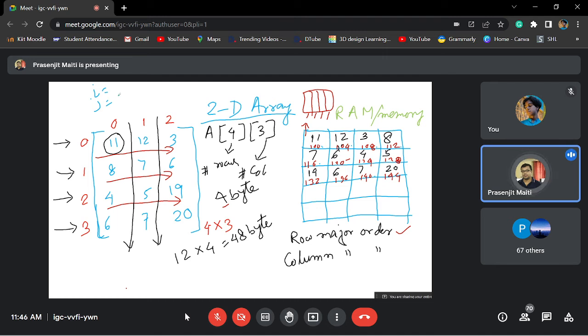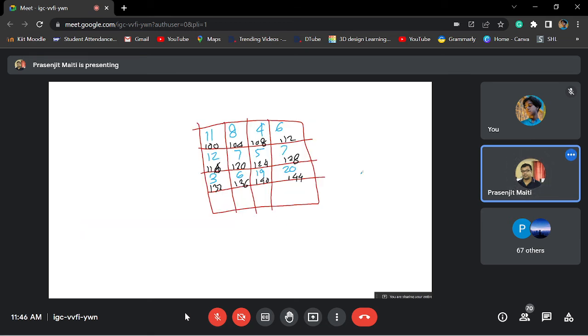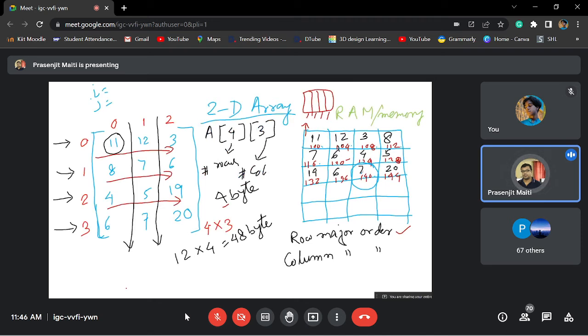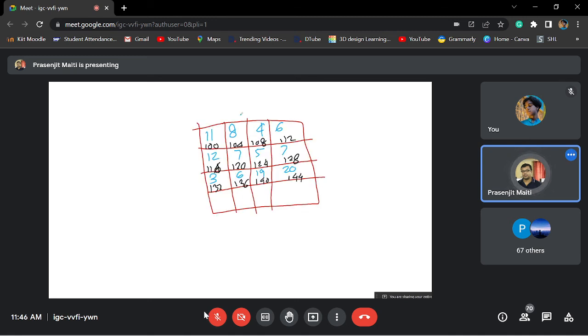So now we want to know the address of 7. What is the address of 7? Row wise 140, but column wise 2 as 7 is there. Suppose any unit, suppose 8. What is the address of 8? 112. But what is the address of 8 here? 104. So this is column wise.